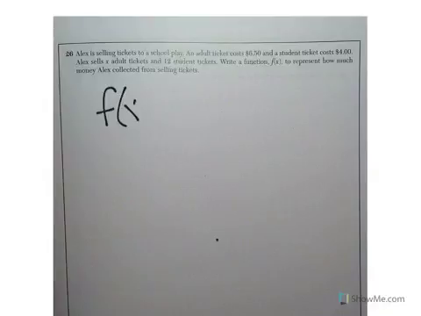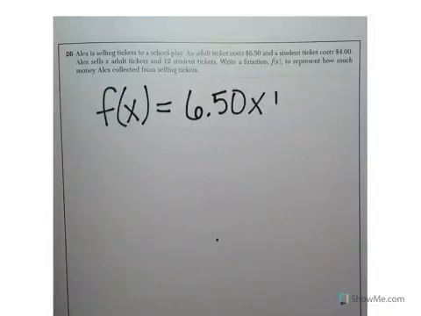So they tell you that it's a function f of x. That's what you should start with. f of x equals. So if we look at the cost of an adult ticket, that's $6.50, and that's going to multiply how many adult tickets you sold, x, plus you sold 12 student tickets for the cost of $4 each, so 12 times 4.